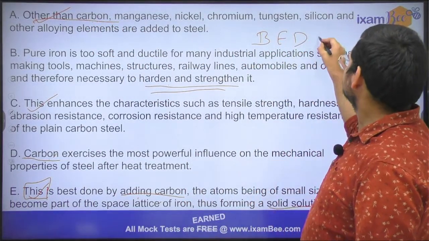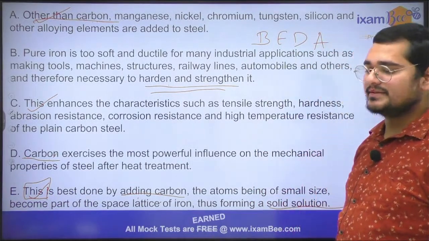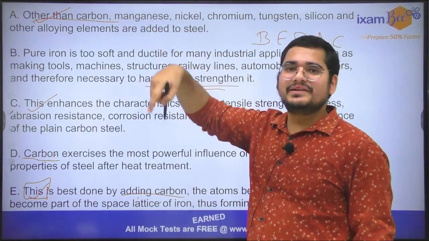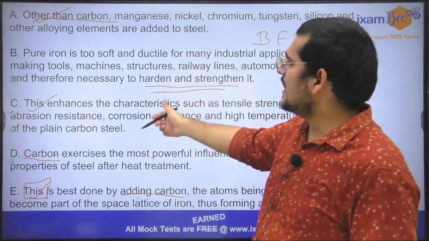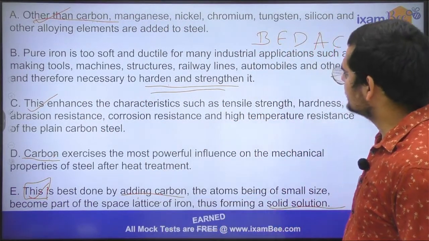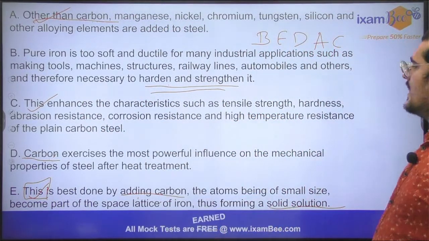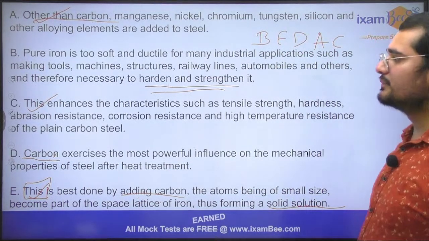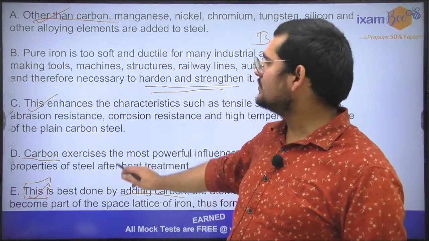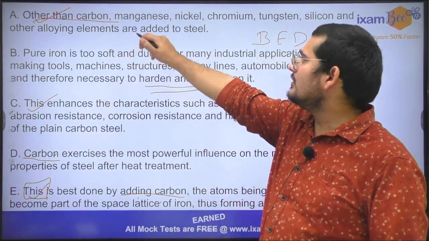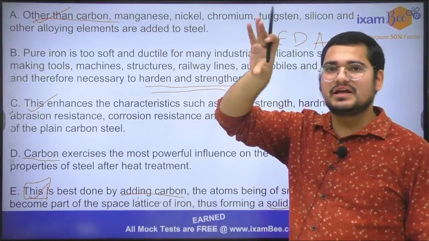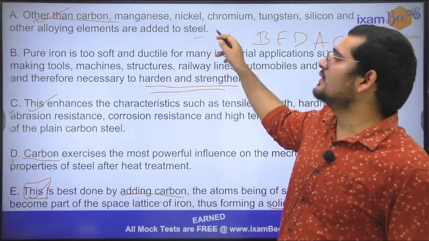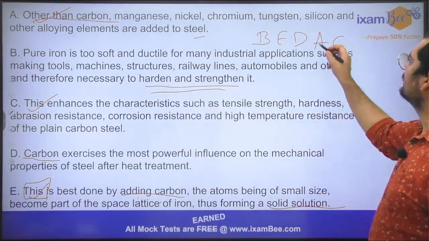ठीक है, सो हम करते हैं A हमारा नेक्स्ट सीक्वेंस. अब बचा आपका C. So, ये सब को ऐड करने स्टील के साथ ऐड करने से क्या होता है? This enhances the characteristics such as tensile strength, hardness, abrasion resistance, corrosion resistance, and high temperature resistance of the plain carbon steel. So now we get to know that this is the effect of this alloying material, that how when the carbon and other material is used with steel. Okay, so the correct sequence would be this.